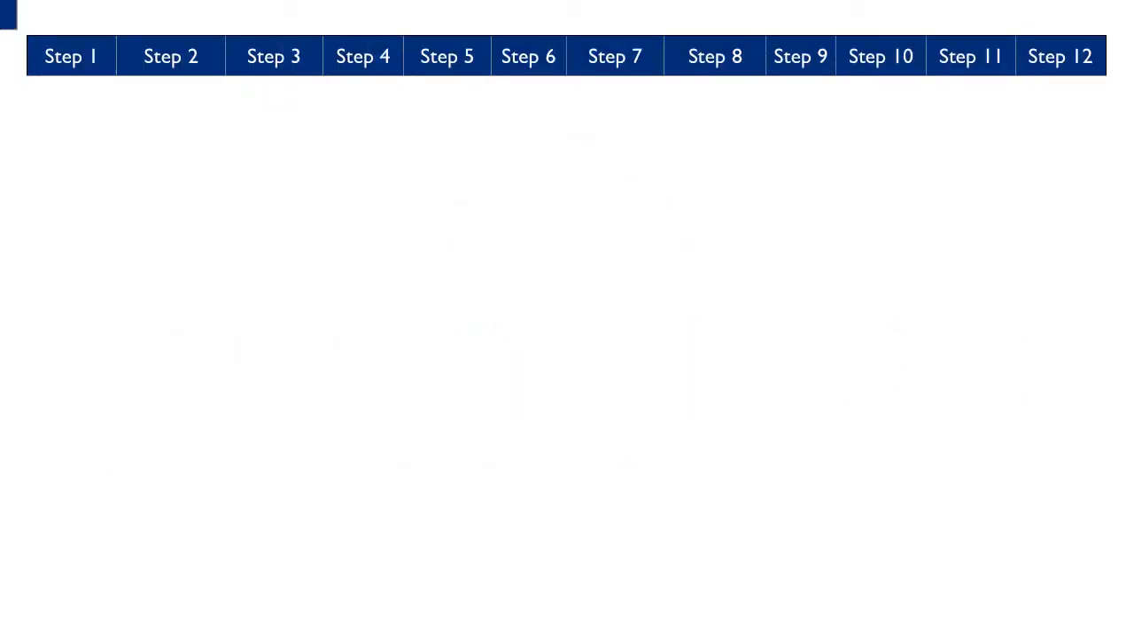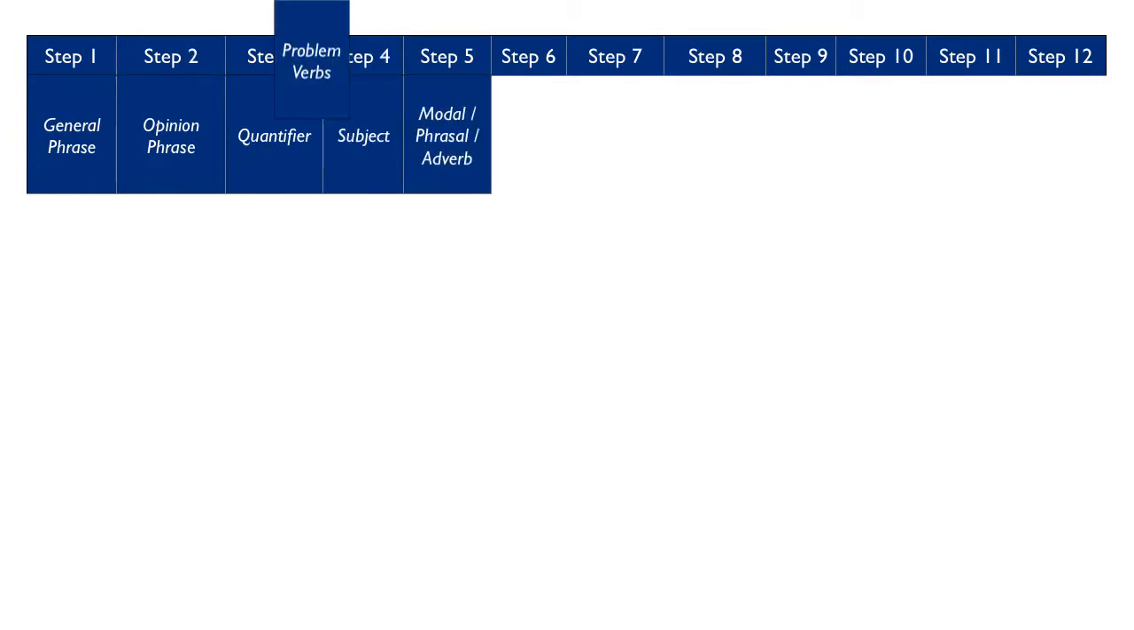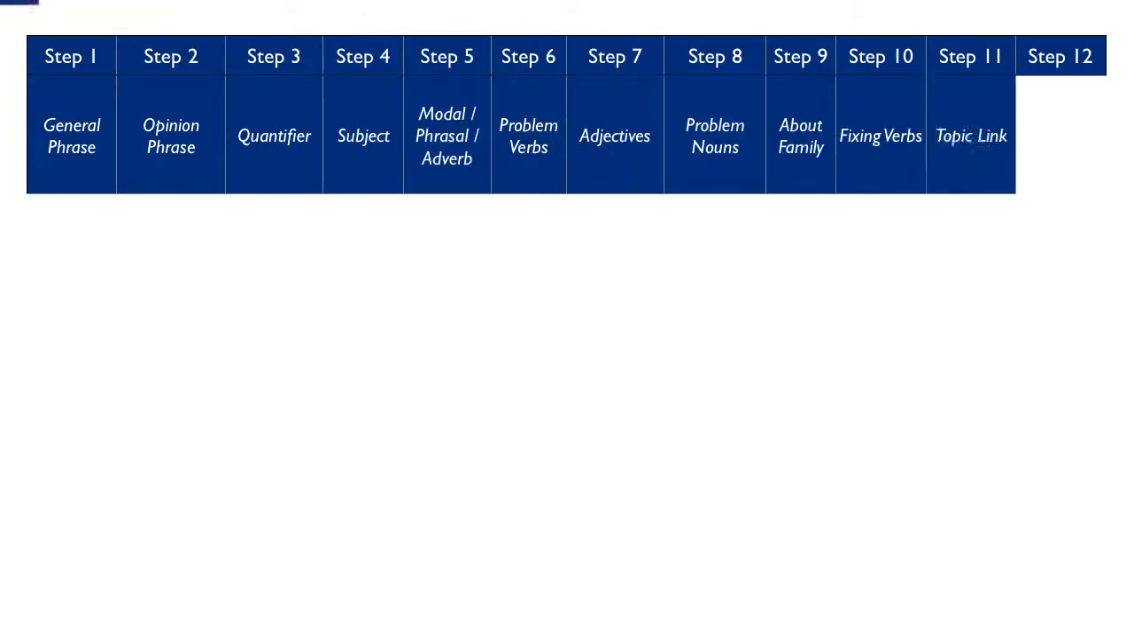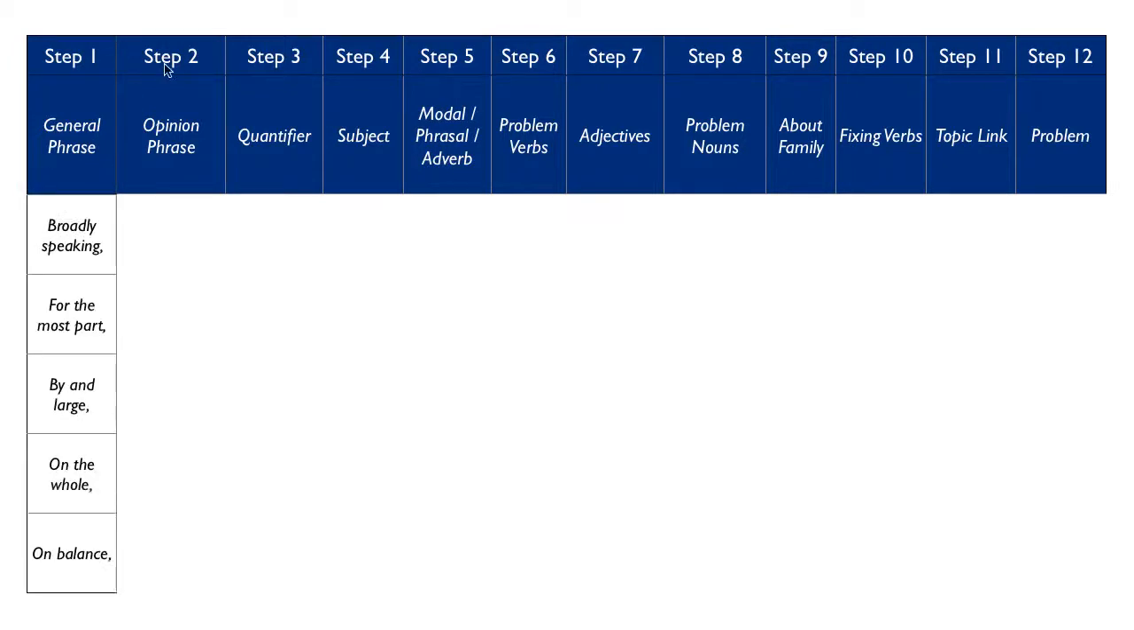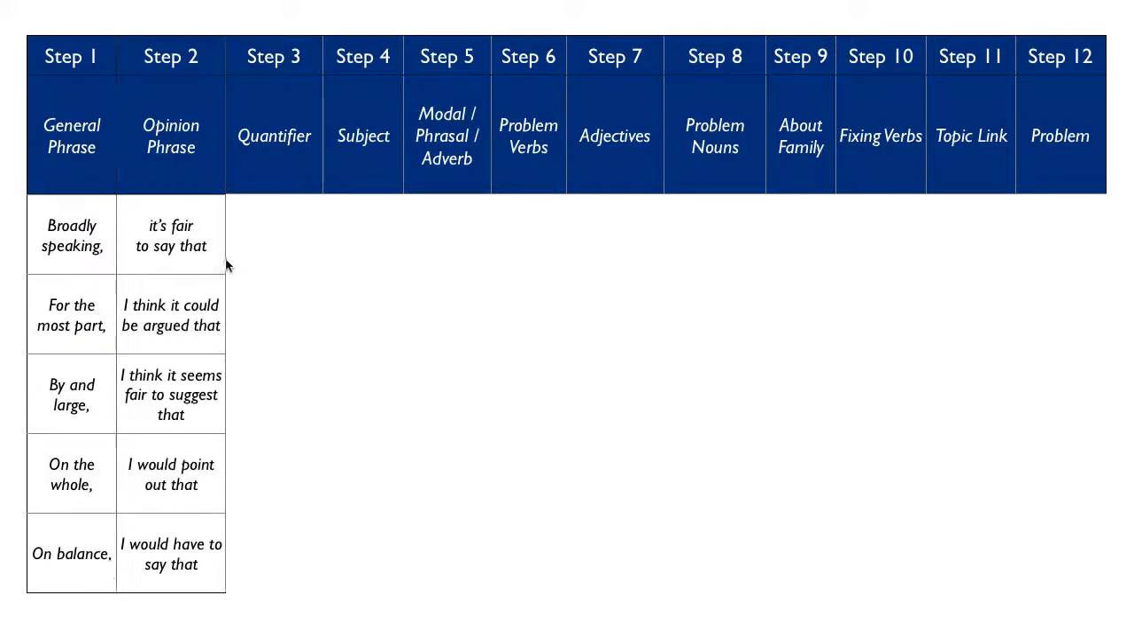Here we're going to look at a 12-step process whereby we build a sentence that looks at problems and how to address them. We're going to start here with some general phrases like broadly speaking, for the most part, by and large, on the whole, and on balance. Then we're going to use some opinion phrases like it's fair to say that, I think it could be argued that, I think it seems fair to suggest that, I would point out that, and I would have to say that.